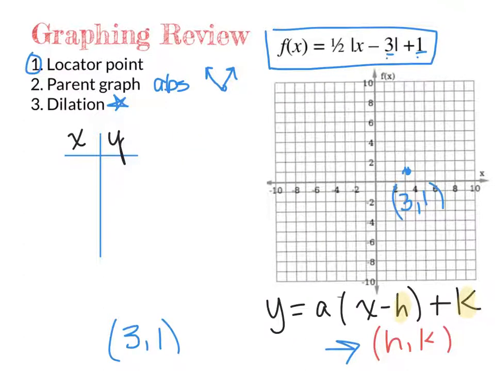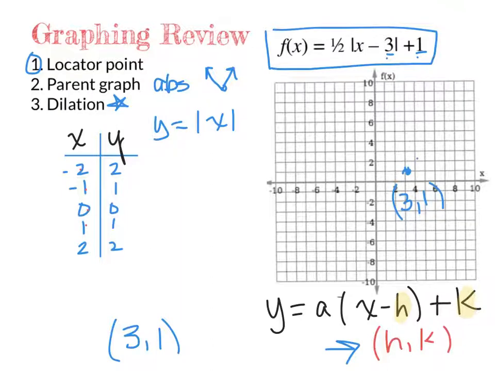So the first thing we're going to do is put our parent graph numbers in. So (-2, 2), (-1, 1), (0, 0), (1, 1), and (2, 2). Because the regular absolute value function, y equals absolute value of x, this is our parent, it just takes every negative number and makes it a positive number. So the graph looks like this.